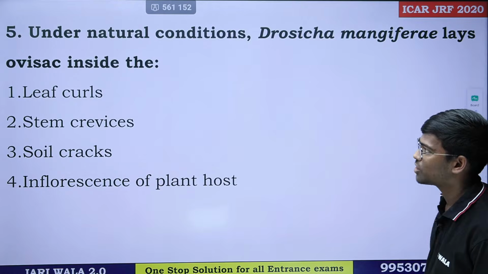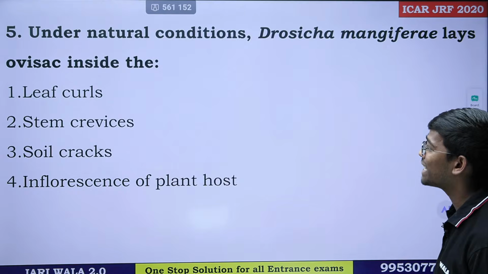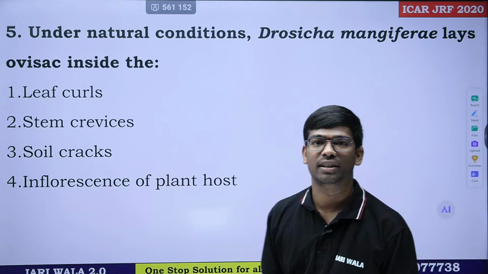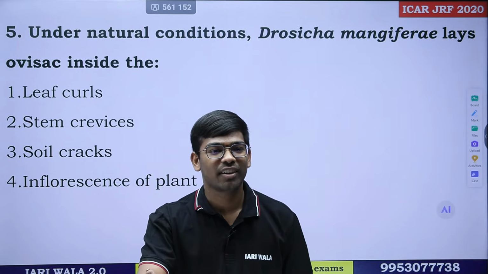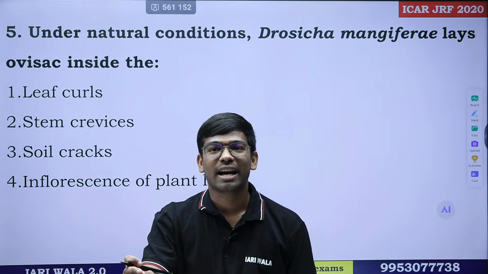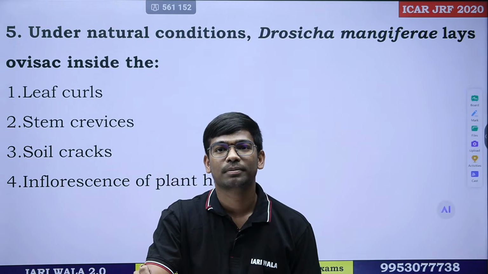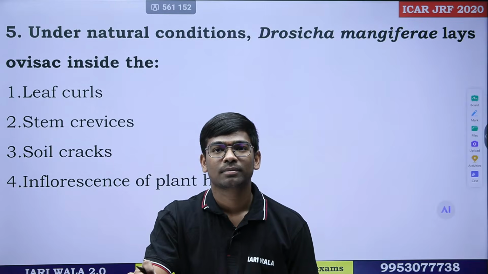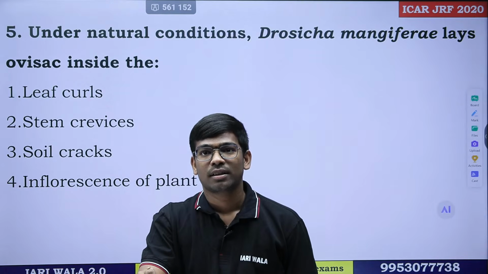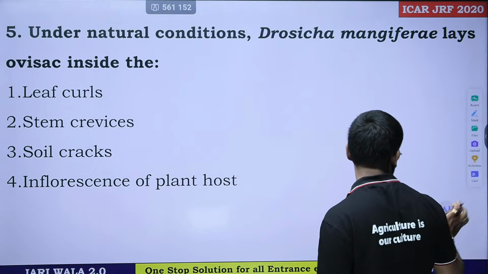So the next question is, under natural conditions, Drosicha mangiferae lays ovisac, inside the, ovisac is nothing but egg. They are asking about the oviposition site. Anyone? The important pest from mango, and it is having the important oviposition site and important management practice also. Yes, anyone? Yes, again one student is telling it's 3. Yes, it's correct.